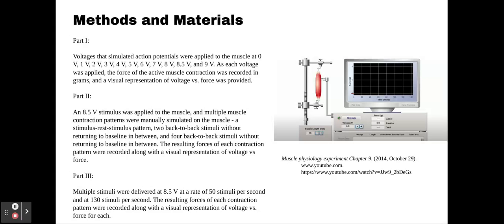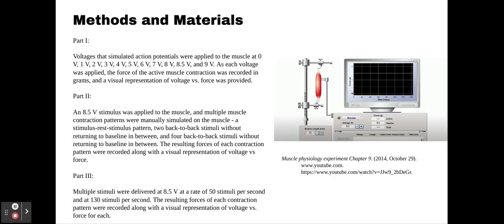In part 1, voltages that simulated action potentials were applied to the muscle at 0 volts, 1 volt, 2 volts, all the way through 9 volts. As each voltage was applied, the force of the active muscle contraction was recorded in grams, and a visual representation of voltage versus force was provided.